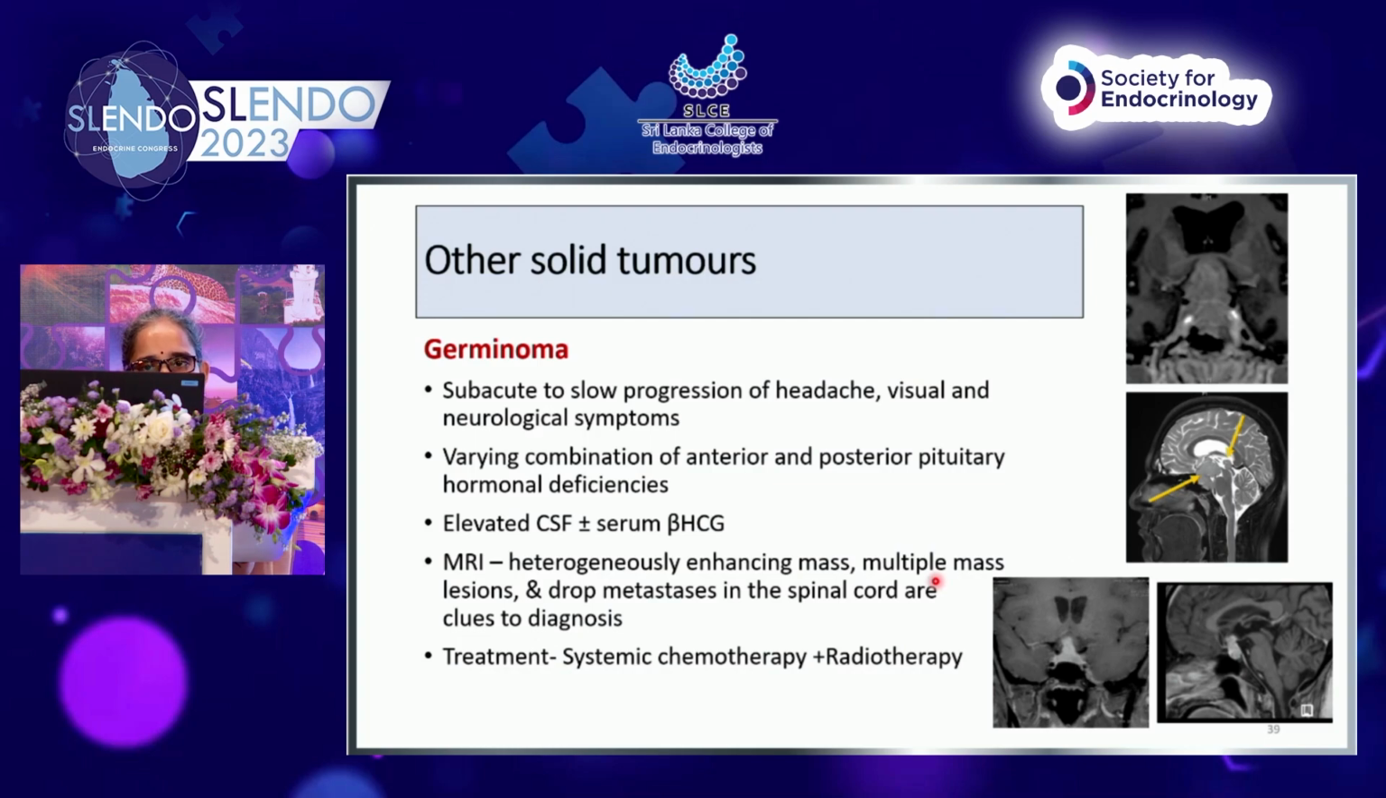Germinomas are other rare tumors affecting the sella, having a subacute or slow presentation with headache, visual or neurological symptoms. The clue to diagnosis would be elevated CSF and/or serum beta HCG levels. And in the MRI, they may have multiple lesions as well as drop metastasis in the spinal cord, which are close to the diagnosis. Treatment is usually with systemic chemotherapy along with radiotherapy.